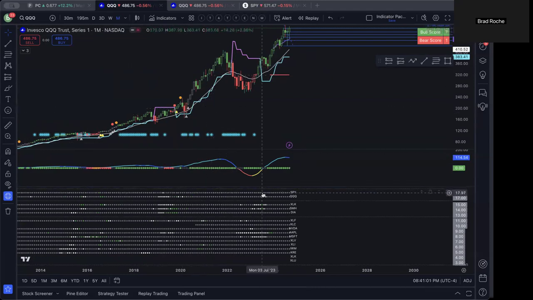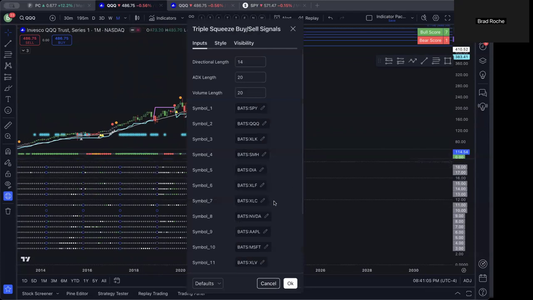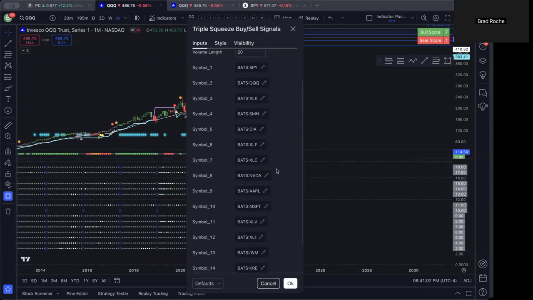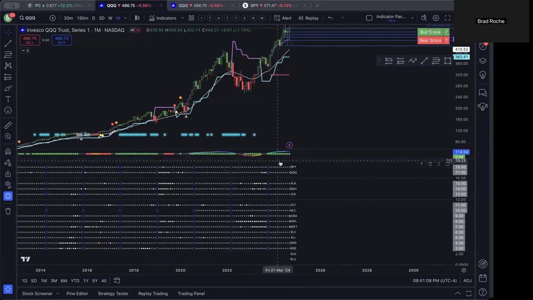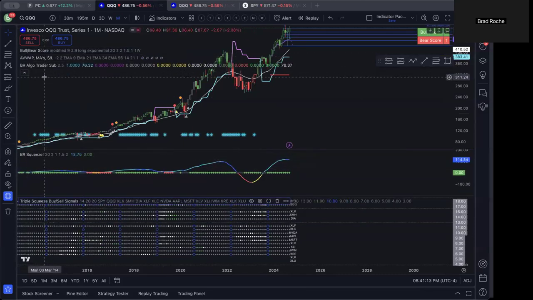for QQQ. So this one you can go in, you can change it to whatever stock you want to look at, and so on and so forth. These are the ones I have set up now. I've got a full class that breaks down that as well, and that comes with the lifetime.